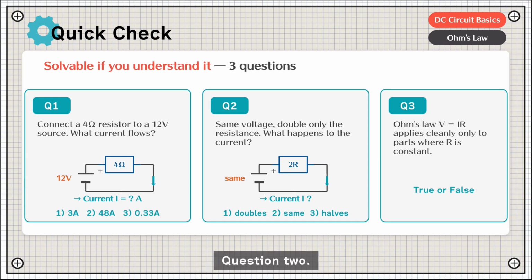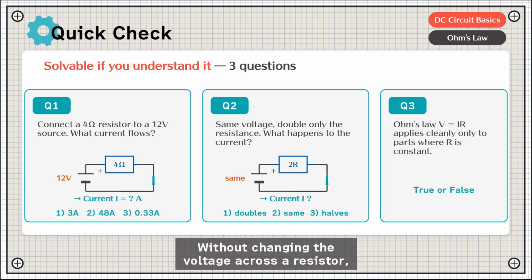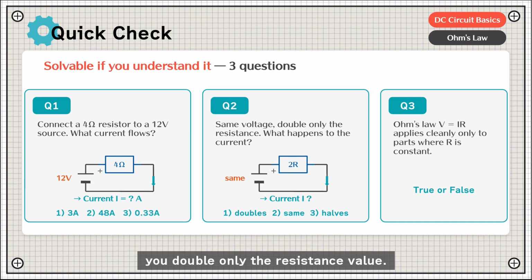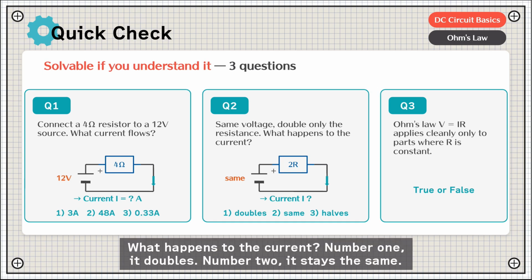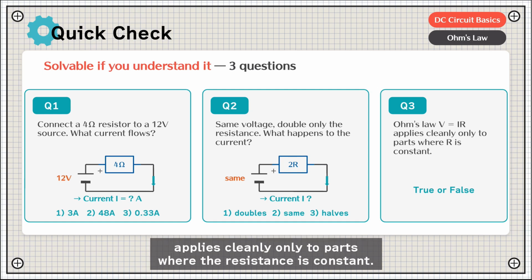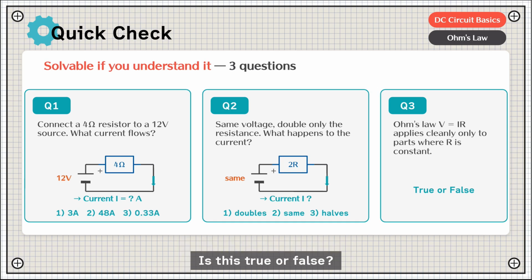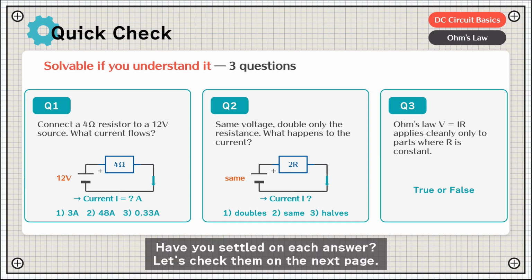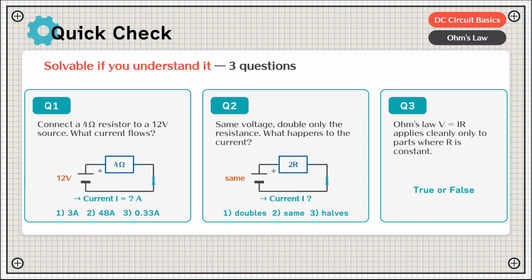Question 2. Without changing the voltage across a resistor, you double only the resistance value. What happens to the current? Number 1, it doubles. Number 2, it stays the same. Number 3, it halves. Question 3. Ohm's law V equals IR applies cleanly only to parts where the resistance is constant. Is this true or false? Have you settled on each answer? Let's check them on the next page.